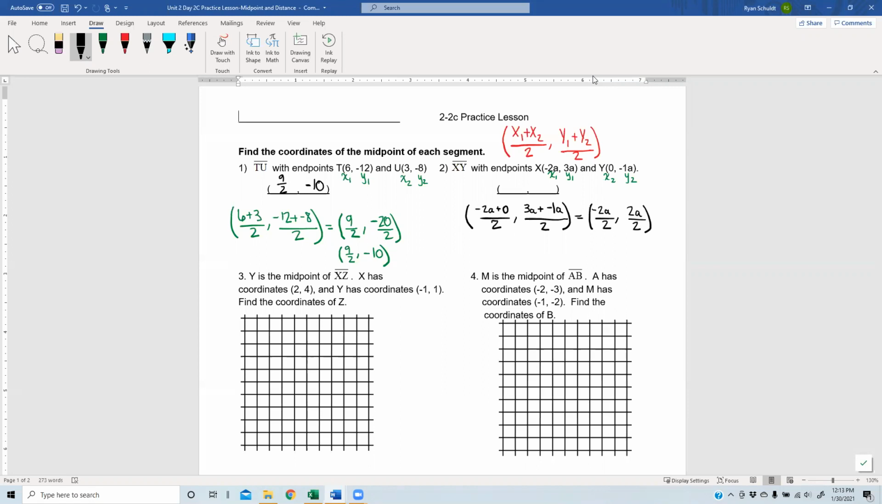Now I need to try to simplify the fraction. What's negative 2 divided by 2? Negative 1. So I'm just going to say negative a here. 2 divided by 2 is 1. So this just becomes a. So our midpoint is negative a and a.